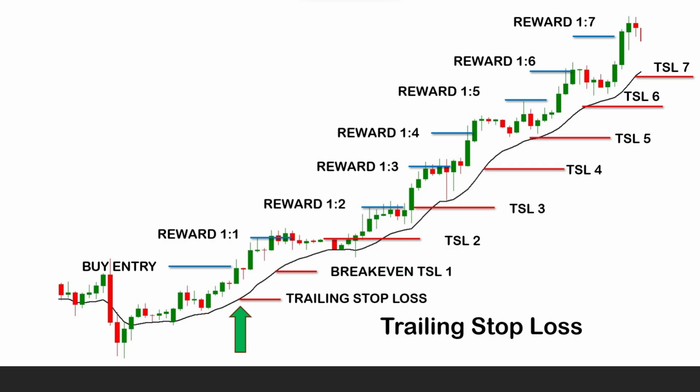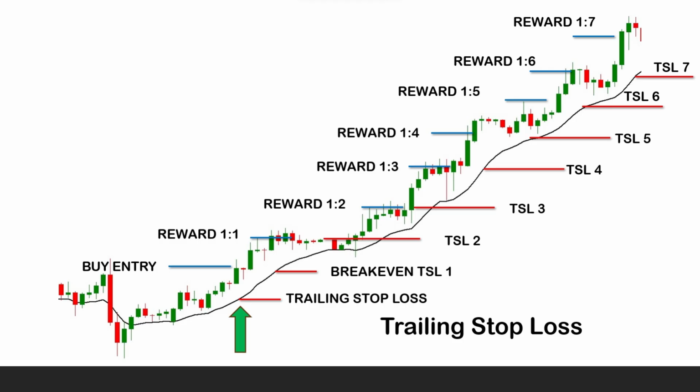As the price moves ahead to reward 1:4, the trailing stop loss moves to reward 1:3. As the price moves forward to reward 1:5, the trailing stop loss moves to 1:4. And it keeps going like this to 1:6, 1:7. Here you see that the price is just not retracing back. And as the price is going up, the trailing stop loss is also going up, and it will keep going up till the price retraces and hits the trailing stop loss.